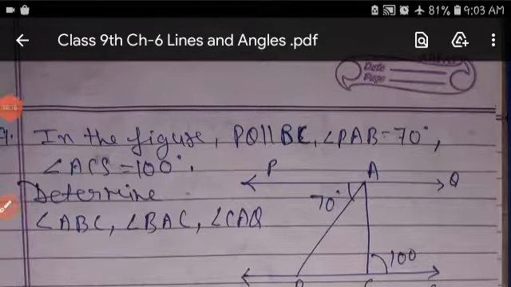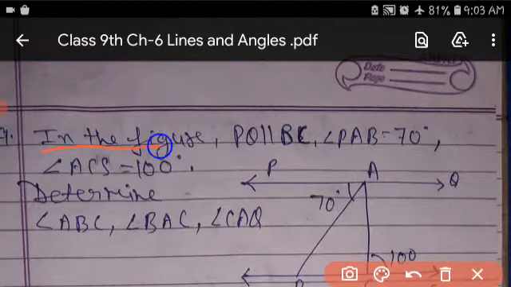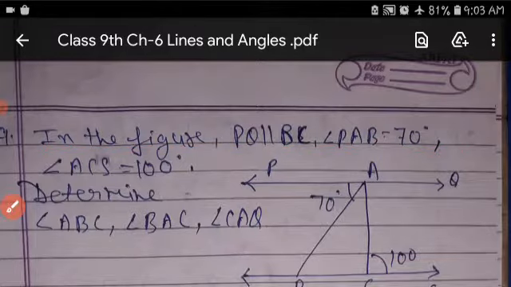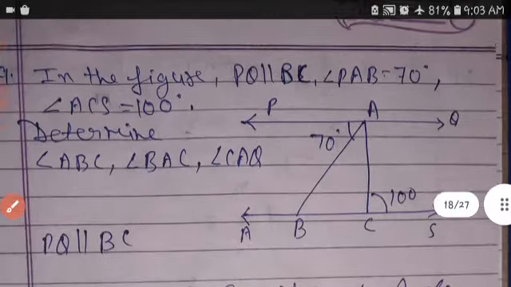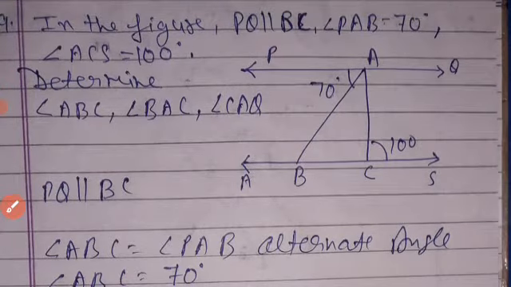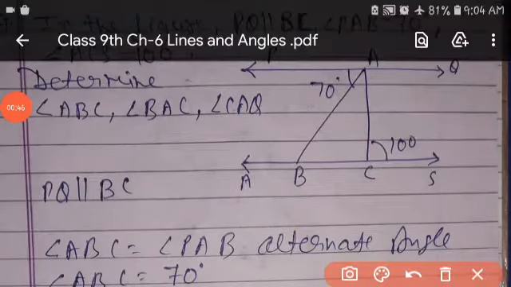Question number 19. In the figure, PQ is parallel to BC and angle PAB is equal to 70 degrees. Angle ACS is equal to 100 degrees. Determine angle ABC, BAC and CAQ. PQ is parallel to BC.